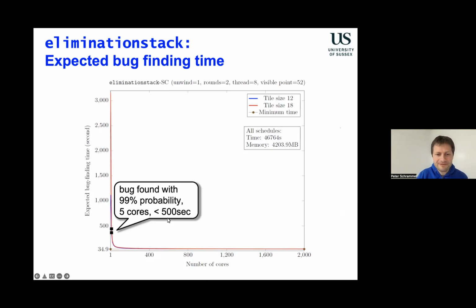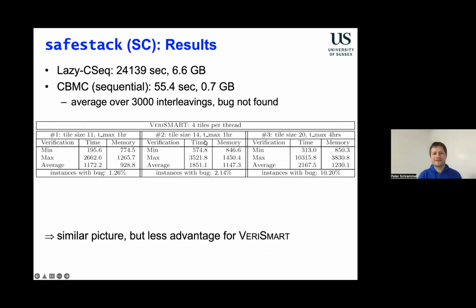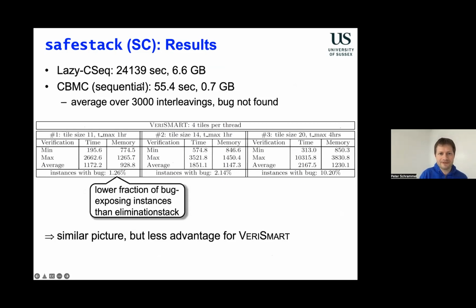So let's have a look at the other examples, which have slightly different trade-offs. In the safe stack example, we see that this bug is much rarer. We again have three different tile sizes here, but the instances that actually contain the bug are much smaller in number, only 1% or 2%. At tile size 20, it's 10%. So this is an extremely rare bug. Still, there is a speed up on average of 20 times.